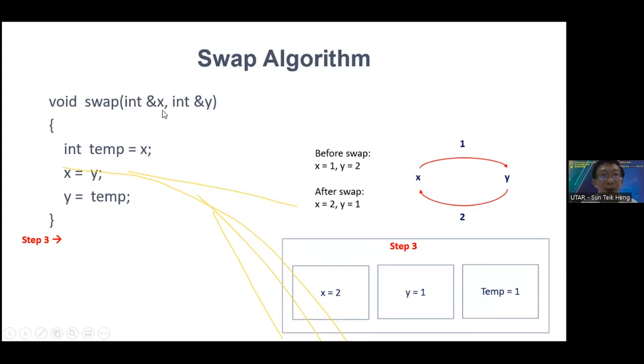So we can use this to refer to the variable X, and we can use this to refer to the variable Y. We can take the value from the variable X and put it into the variable temp, and then we can take the value out from the variable Y and assign it to the variable X. And then in the third step, we take the value out from the variable temp and assign it to the variable Y. So we completed our task of swapping the two variables.